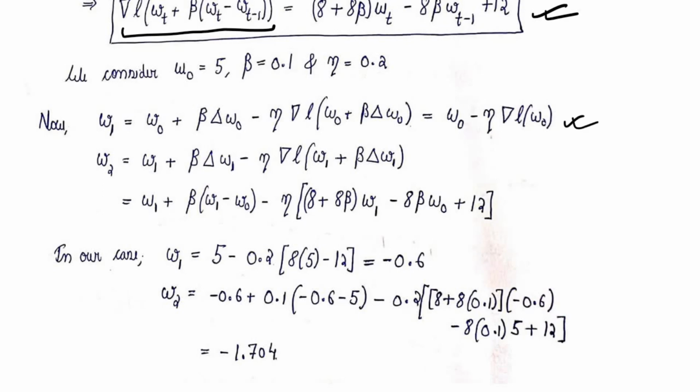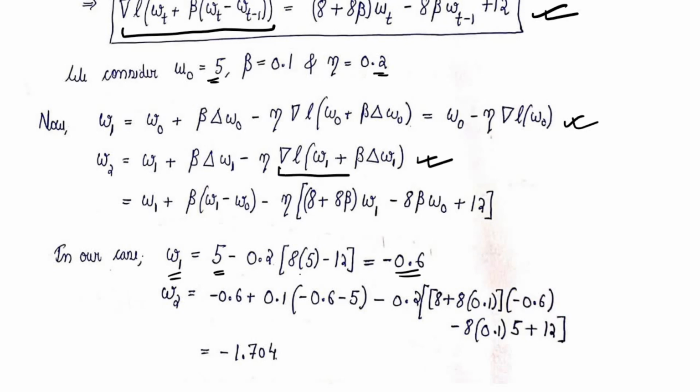Now we move further and try to calculate W2. To calculate W1, I will just substitute W0 as 5, which we assumed over here, eta as 0.2, which we have assumed, and the gradient of L with respect to W0 is 8 into 5 minus 12. This is the first result we are getting. Now I have to calculate W2. We put t as 1, and this is the result we need to find out.